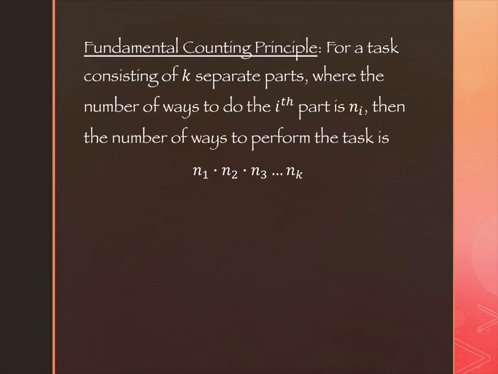And once again, the language is harder than it actually is to work with. So let's write it down in general first. For a task consisting of k separate parts where the number of ways to do the ith part is n sub i, then the number of ways to perform the task is n1 times n2 times n3 ... times nk.